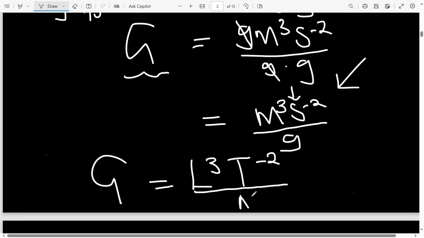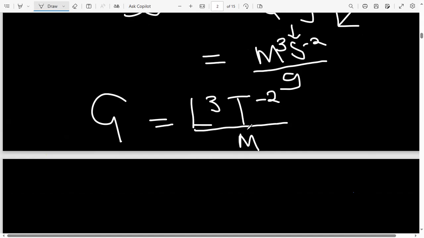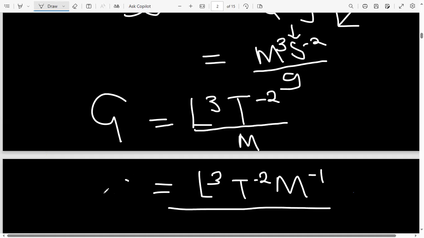So we are going to say m. Okay. All right. And then once we do this, remember I said you don't have to leave it as a fraction. So this m has to come on top. When this m comes on top, it will have a minus 1. So our dimension will just be L to the power 3, t to the power minus 2, and then m to the power minus 1. So these ones here will be the dimension for the what? Gravitational constant.